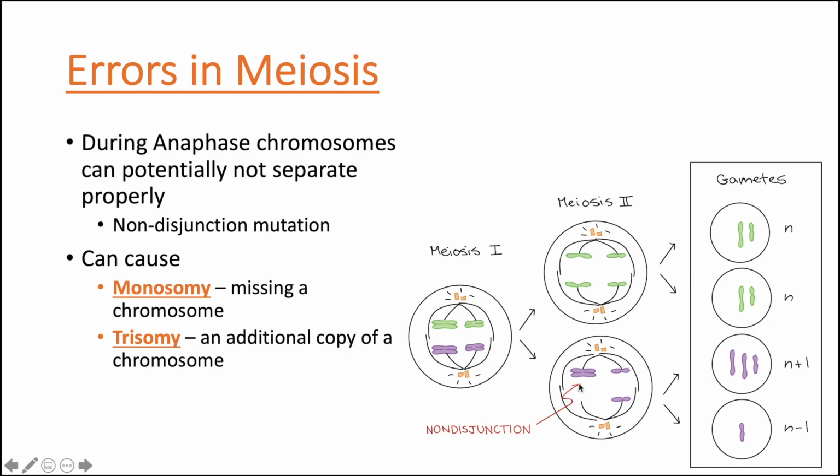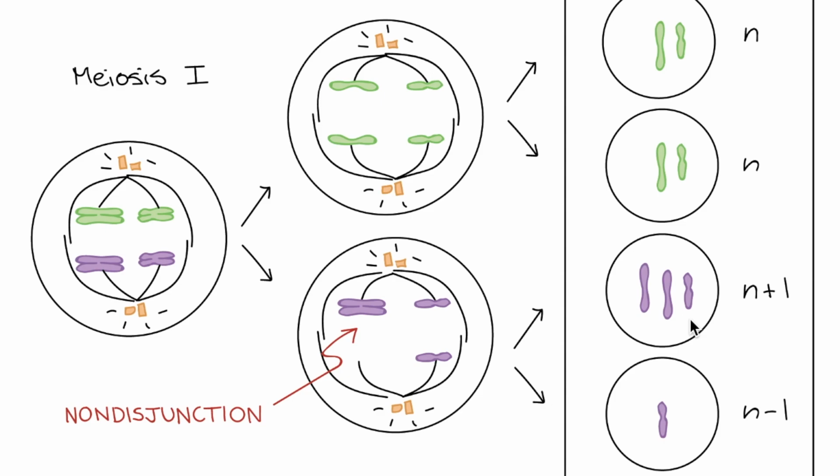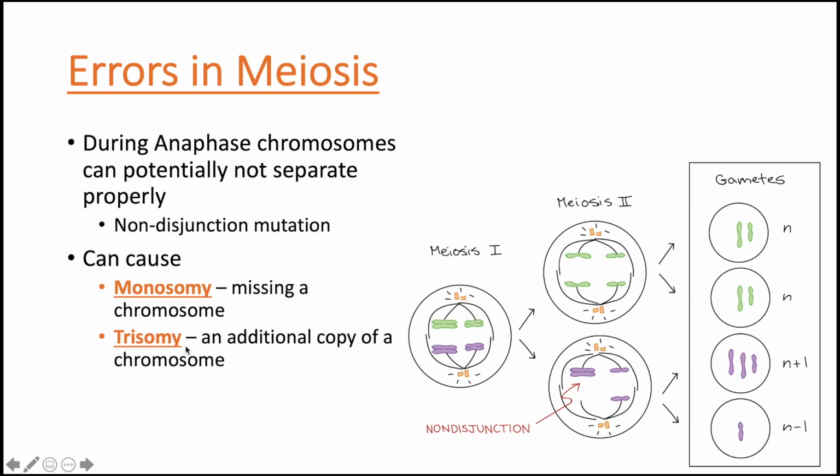Non-disjunction means that it is not separating, and that could cause a gamete to carry either an extra chromosome or be lacking a chromosome. Remember, you're supposed to have 2 of each chromosome, one from mom, one from dad. But here we have an additional chromosome, and because we have an extra or a third copy of a chromosome, that is known as a trisomy.